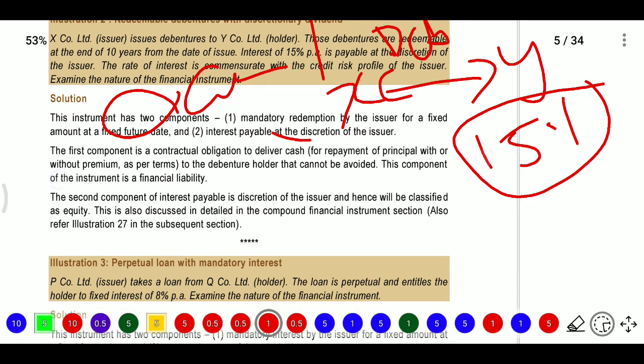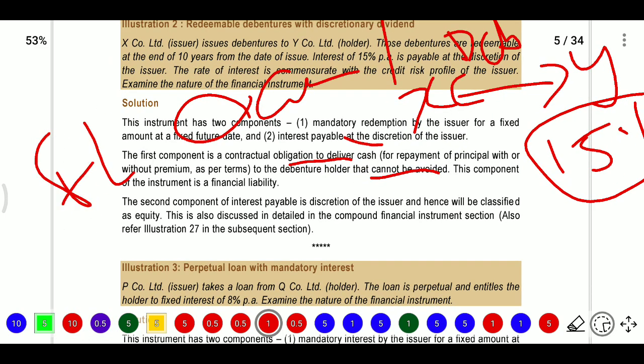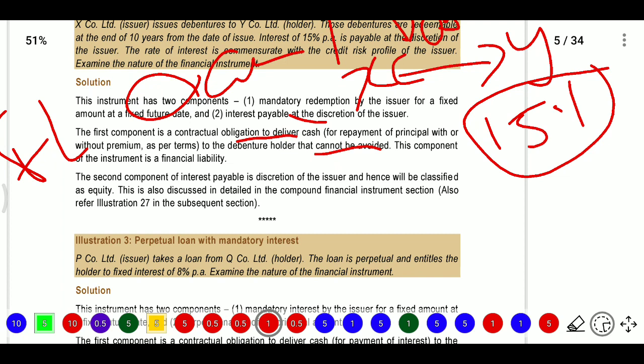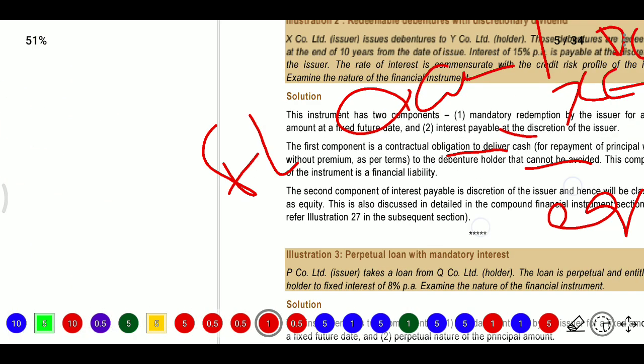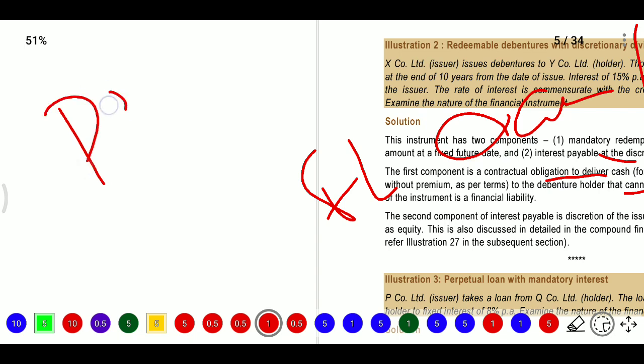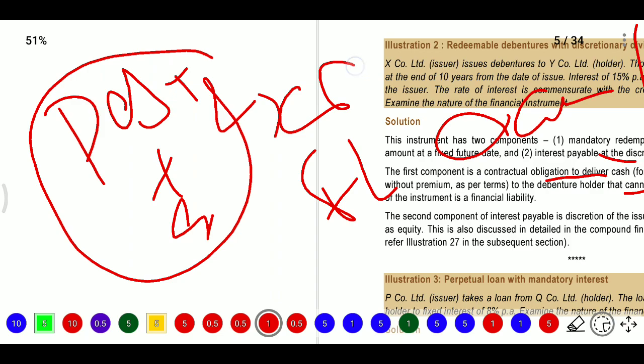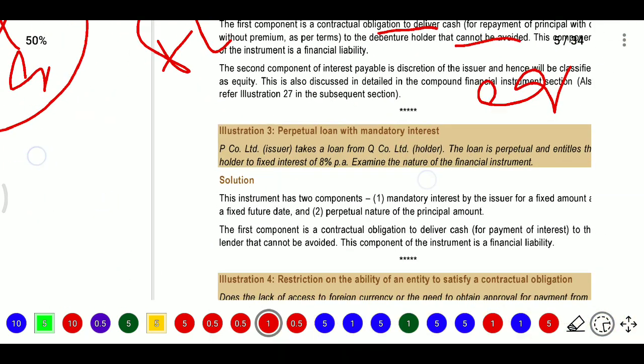Now the first component is a contractual obligation to deliver cash for repayment of principal, with or without premium as per the terms, to the debenture holder, and that cannot be avoided. This component is a financial liability. The second component, interest payable at the discretion of the issuer, will be classified as equity. So when one instrument has debt plus equity, it is known as a compound financial instrument. We will discuss it later in detail.